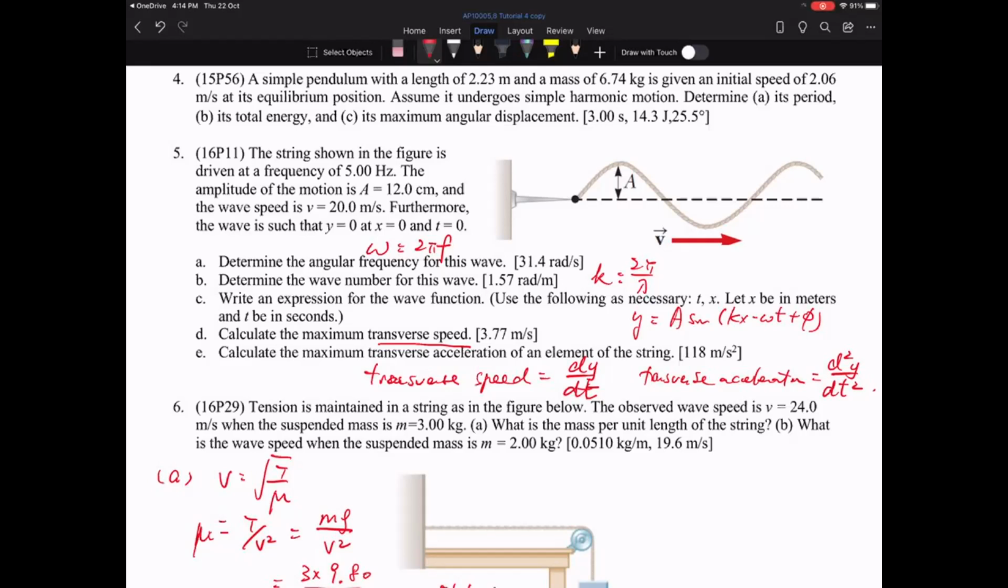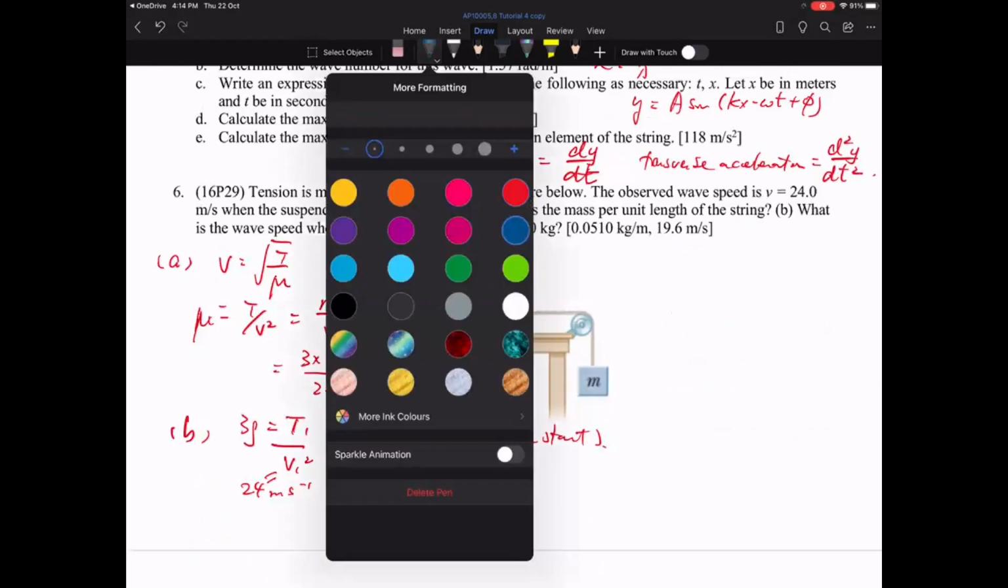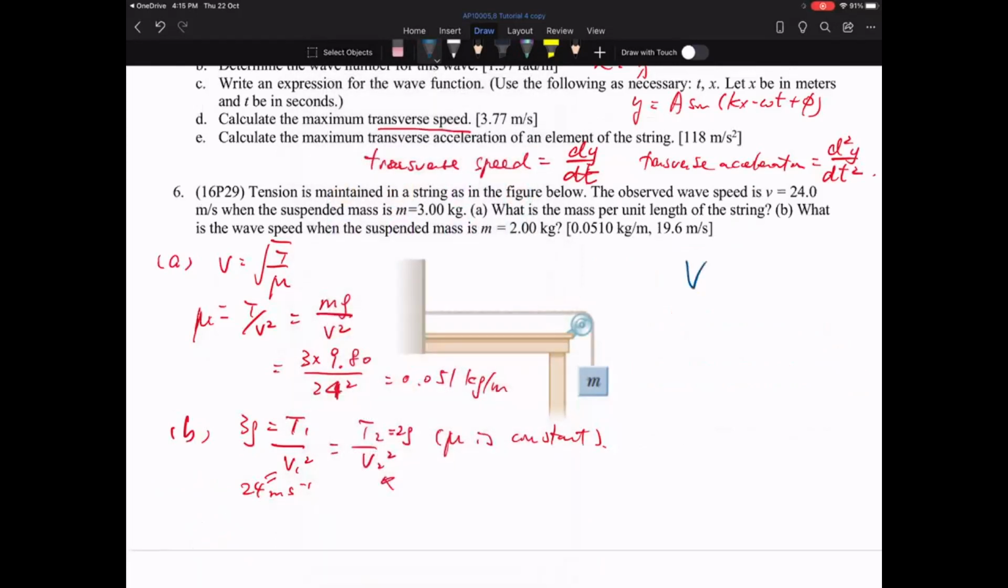Okay, the students are asking why T over v squared is equal to m over l. That is related to the equation we just introduced in the lecture notes. Remember, before we came to this tutorial worksheet, we were talking about this equation. What does that mean? Mu is equal to T over v squared. For the same string, mu has not changed.